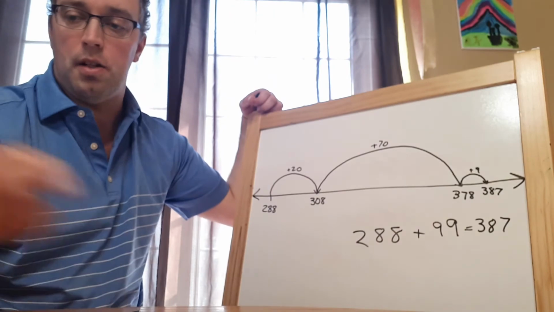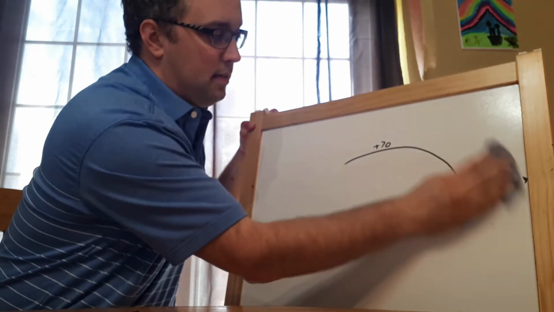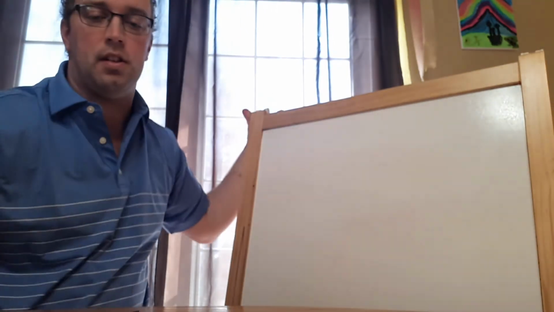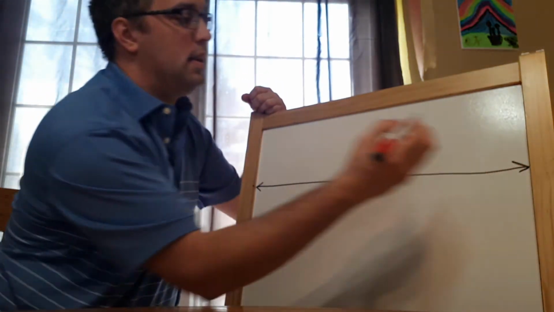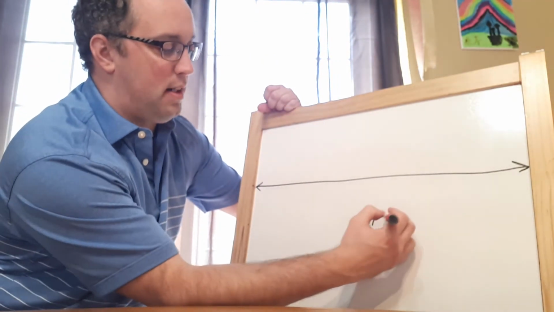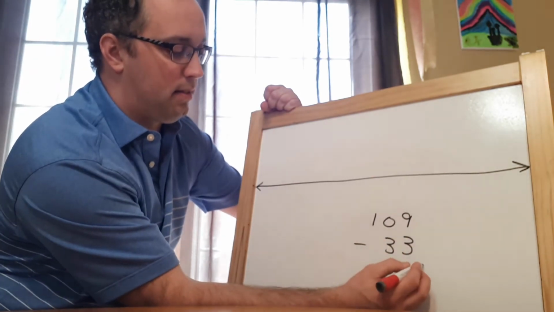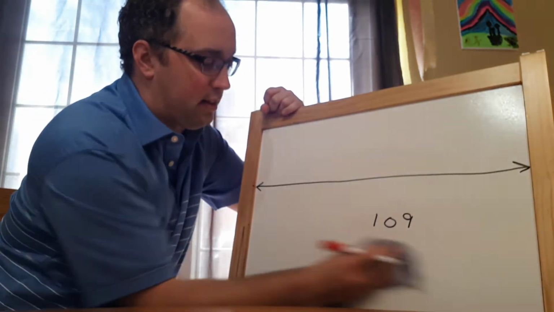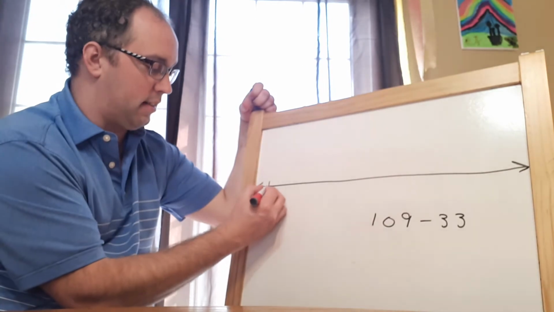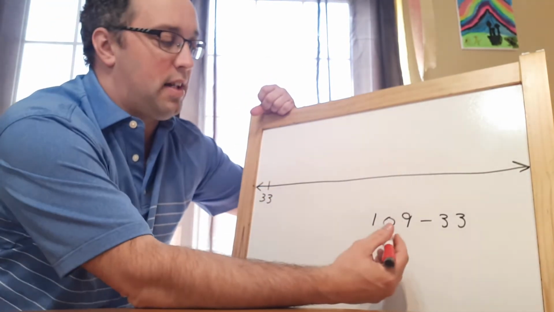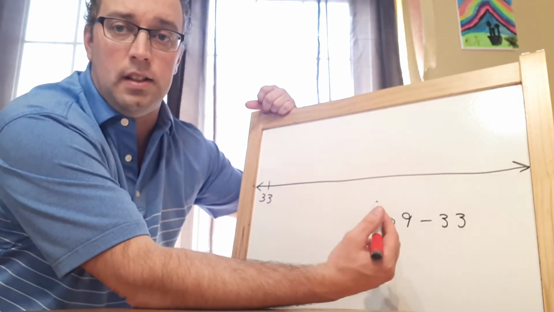Okay. So I'm going to show you one more open number line with a subtraction question. And this way I'm going to do it slightly different. Let's say we have 109 subtract 33. Okay, I'll actually write that horizontally. 109 subtract 33. I'm going to start at 33 and count up to 109, because one of the best strategies to use for subtraction is use addition.